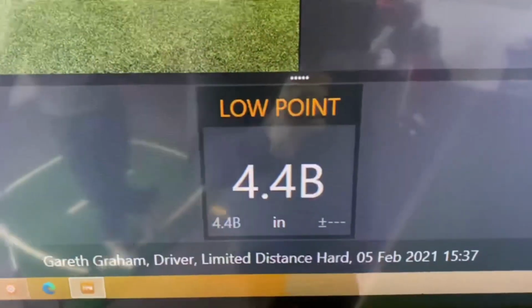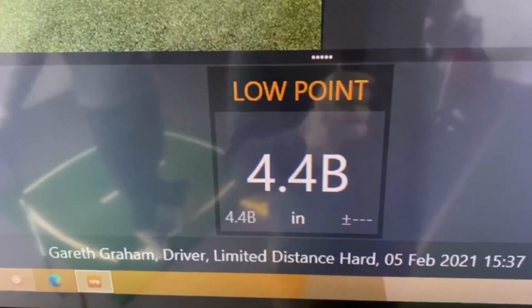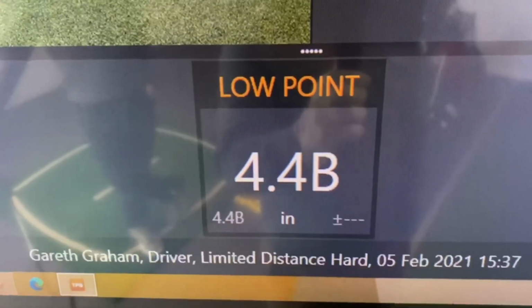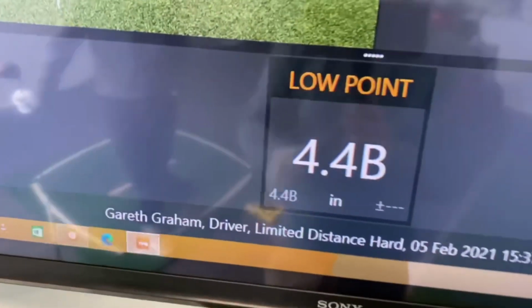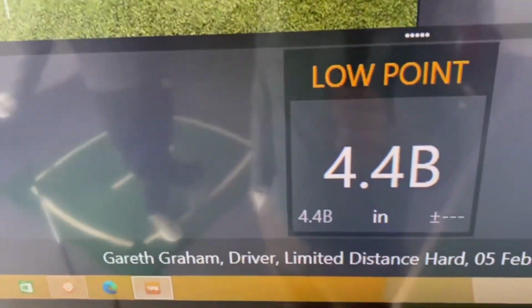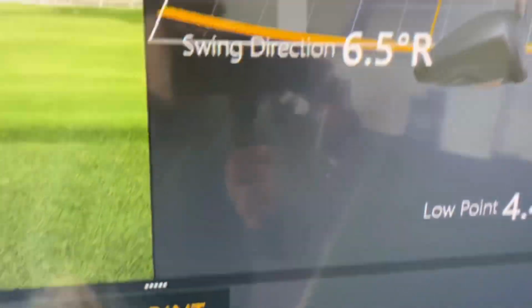So we'll see here you've got low point and it's measured in inches. And on this occasion, his shot was 4.4 inches B. What does B stand for? Behind. Okay, so that means that the club face is travelling on the up, so it's reached the bottom of the arc 4 inches before the ball.